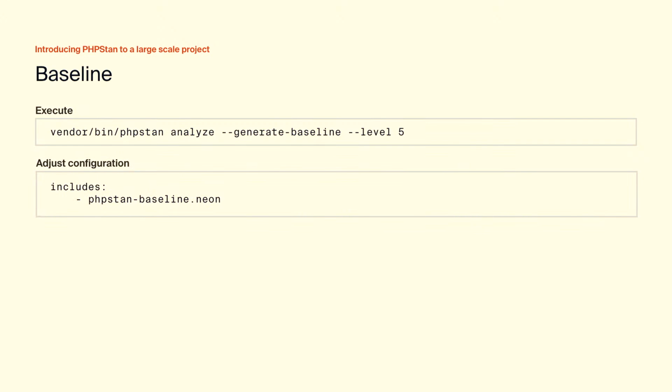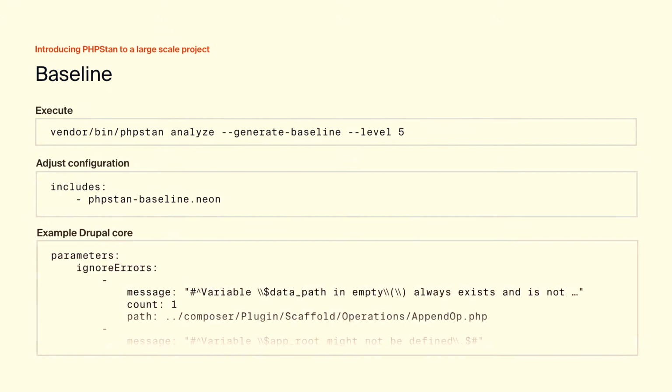And this file should be included in your configuration. And then let's look at this file. This might be a little surprise, because actually we're using PHPStan in core. We're using PHPStan on level 1 for Drupal 10.1, and this is the beginning of the baseline in Drupal core. So that's the approach we chose there.